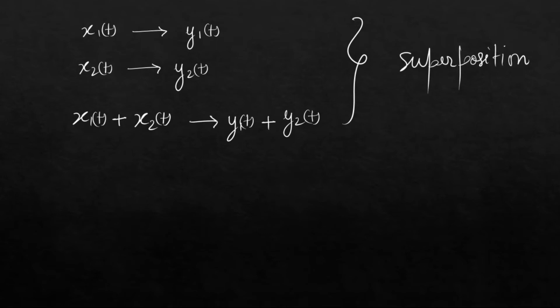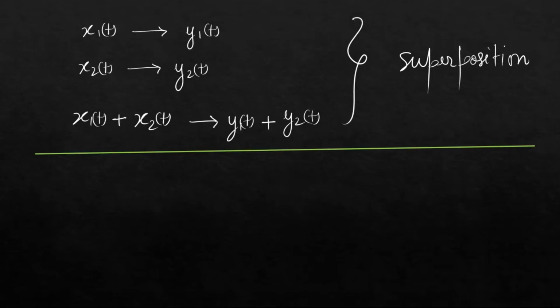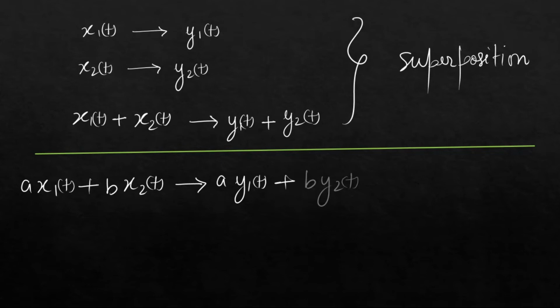And when these two conditions are combined, what we get is the condition for linearity. What is the condition for linearity? The condition for linearity is: if we input a x1(t) plus b x2(t), we must get the output as a y1(t) plus b y2(t). That is, the linear combination of inputs will yield the linear combination of individual outputs with the same coefficients. These coefficients must be the same. Is it fine? That is the condition of linearity.